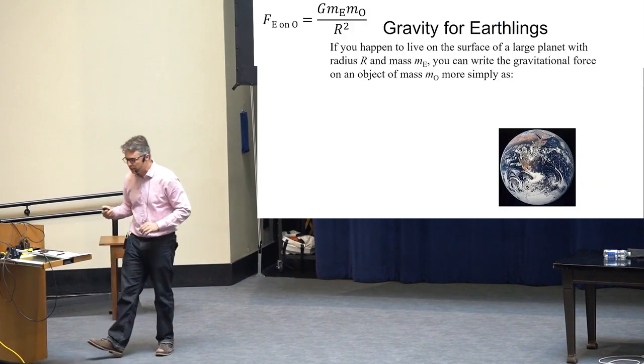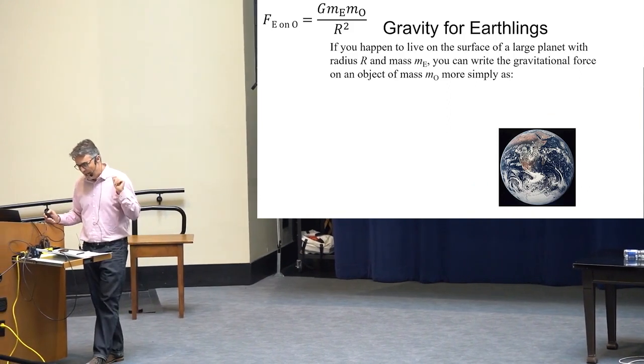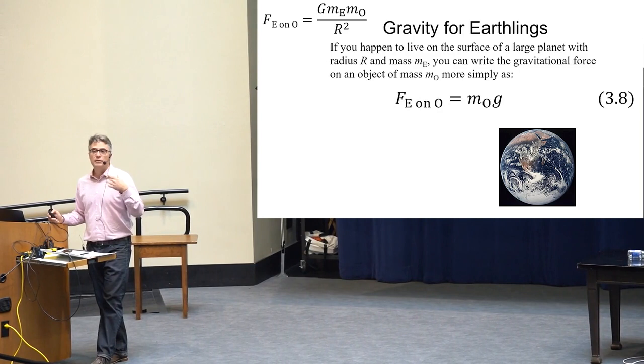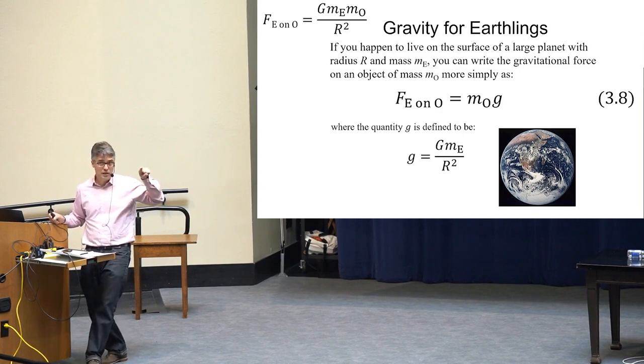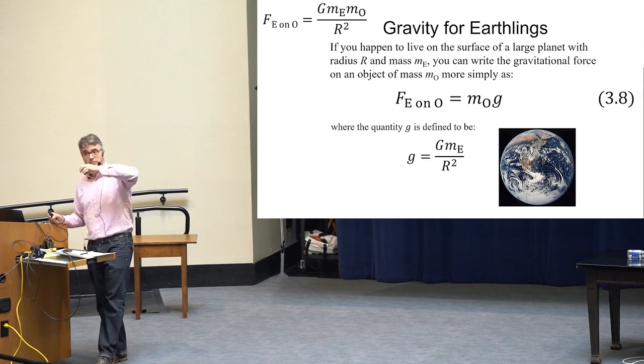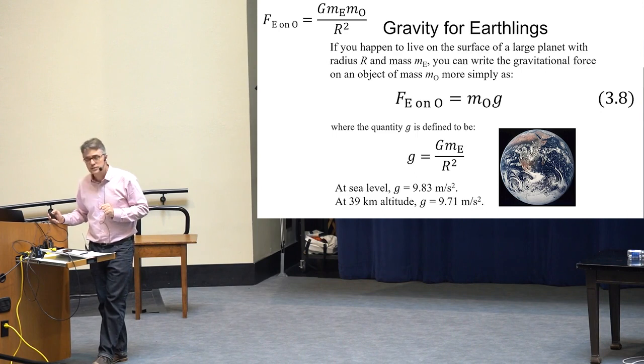So gravity for Earthlings looks like this. If you happen to live on the surface of a large planet with radius r and mass ME, then you can write this whole G ME MO over r squared. You can do a short form where you define lowercase g to equal uppercase G times the mass of your planet divided by the radius of your planet squared. And for us, that's about 9.8. I actually get 9.83.